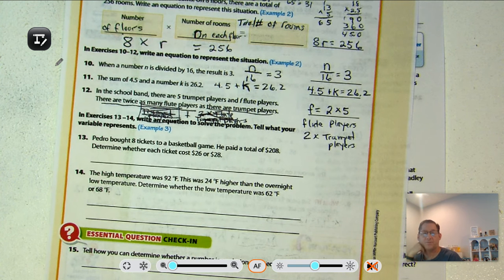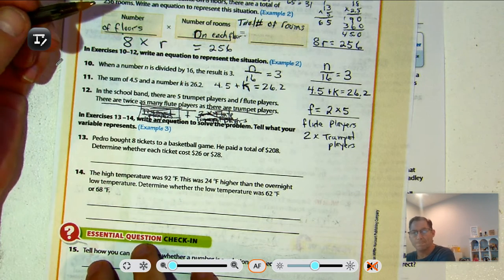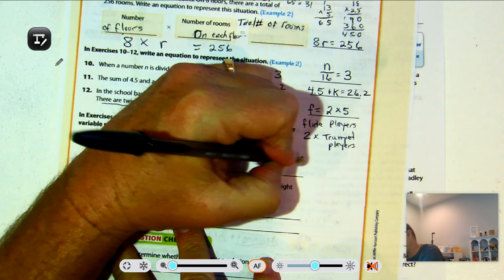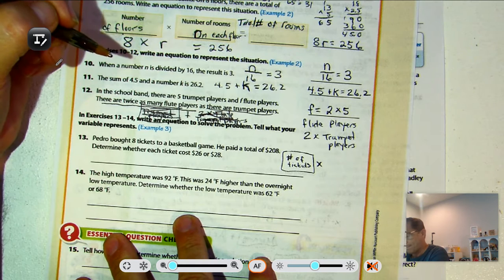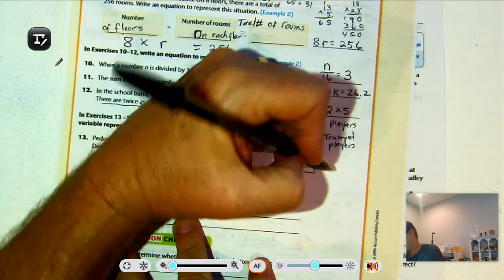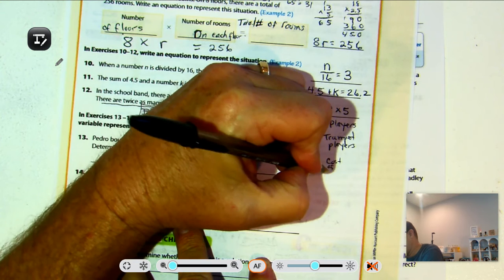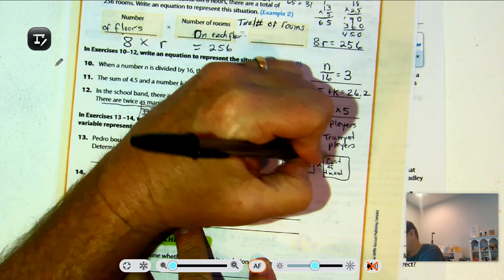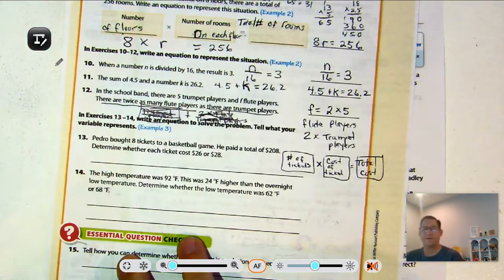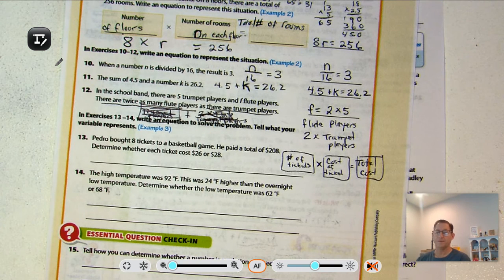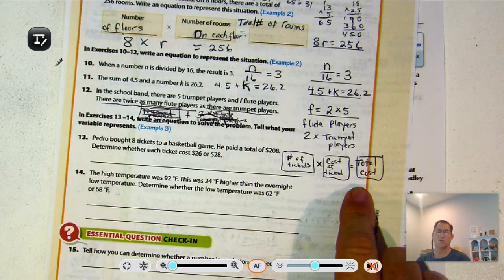Number 13. Pedro bought 8 tickets to a basketball game. He paid a total of $208. Determine whether each ticket costs $26 or $28. Okay, number of tickets times cost of the ticket equals total cost. Okay, so substitute what we know from that problem. The number of tickets times the cost of each ticket is the total cost.